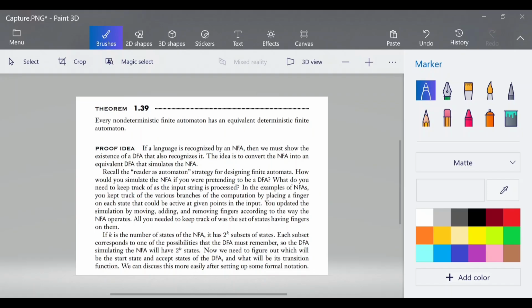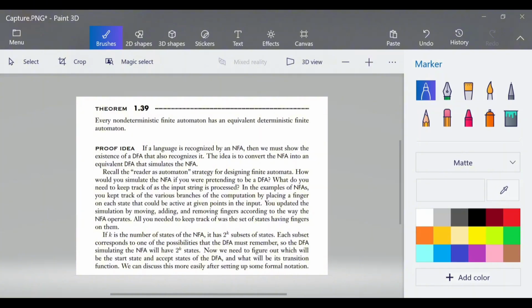The proof idea is that if a language is recognized by an NFA, then we must show the existence of a DFA that also recognizes it. The idea is to convert the NFA into an equivalent DFA that simulates the NFA. Recall the reader-as-automaton strategy for designing finite automata. How would you simulate the NFA if you were pretending to be a DFA? What do you need to keep track of as the input string is processed?